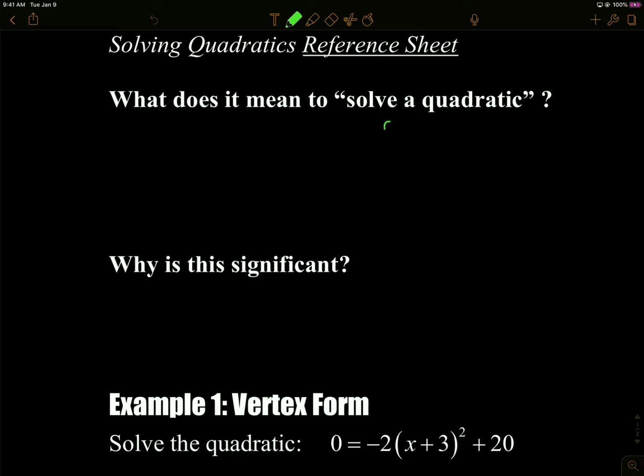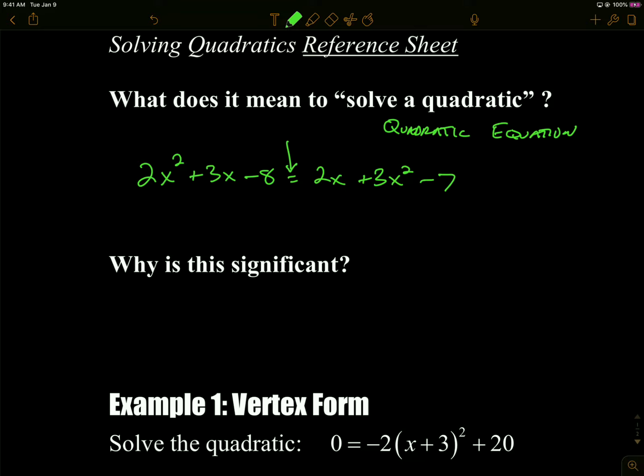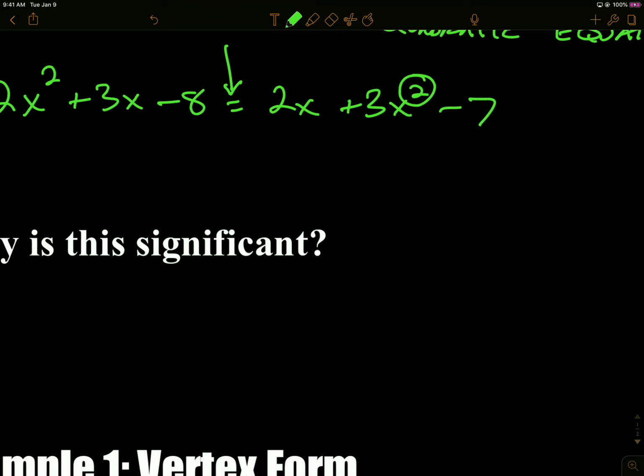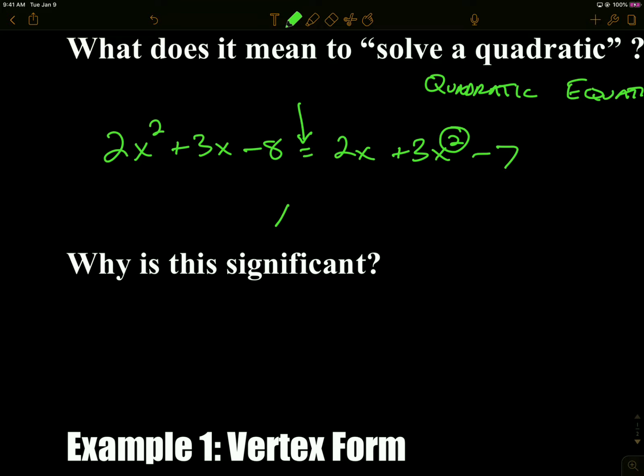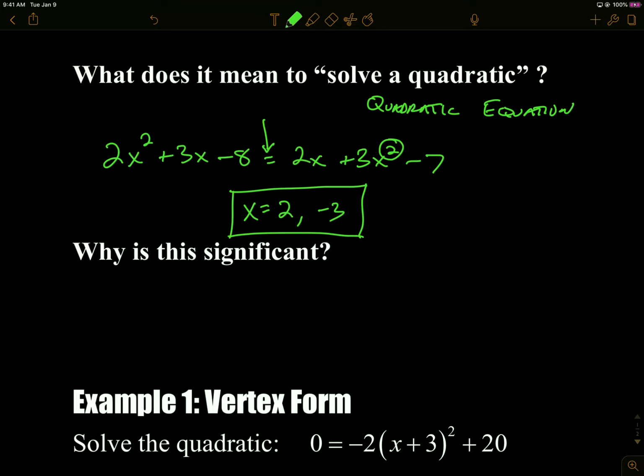When we say solve a quadratic, we really mean a quadratic equation. It's an equation because there's an equal sign and the highest power of x is 2. So that would be an example of a quadratic equation. We want to solve this, which means we want to eventually get to x equals, say, 2 and -3 or something like that. And there can be up to 2 solutions in a quadratic equation.